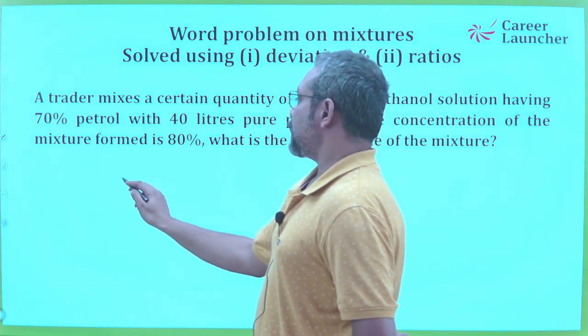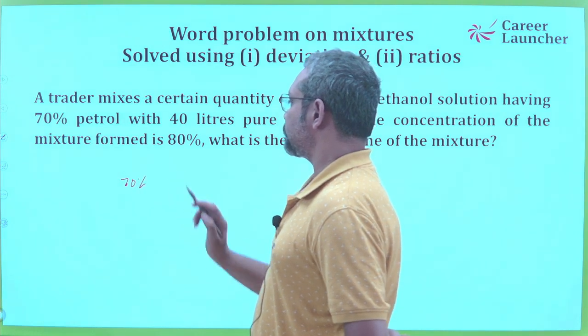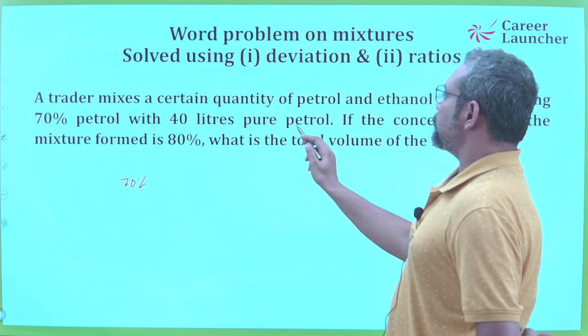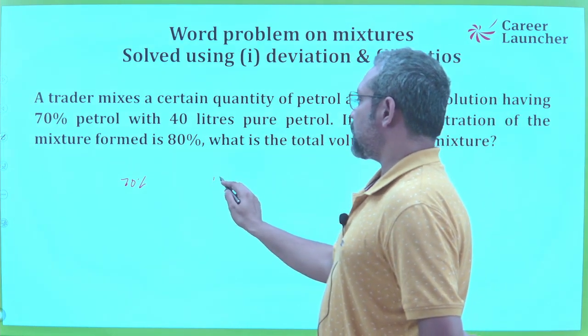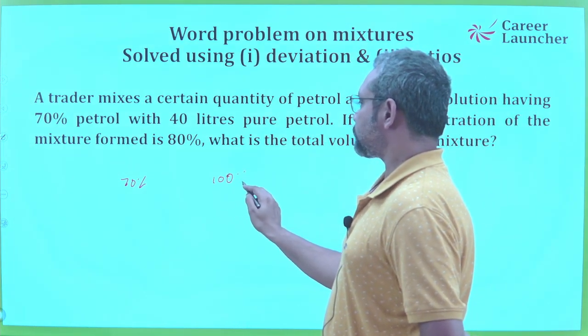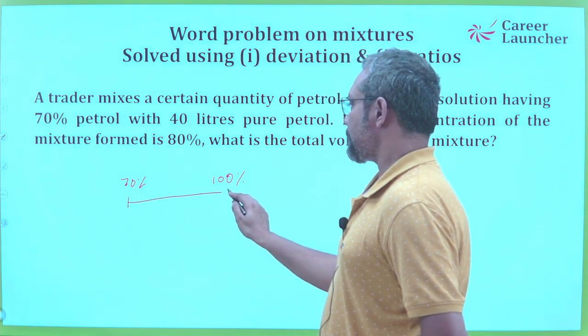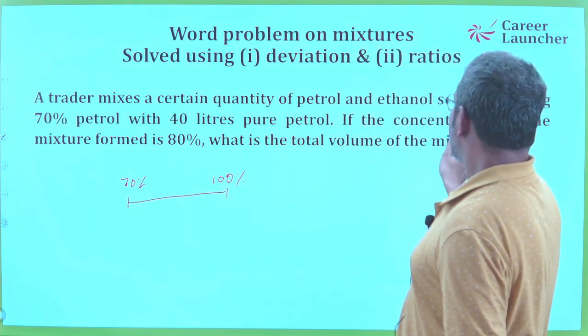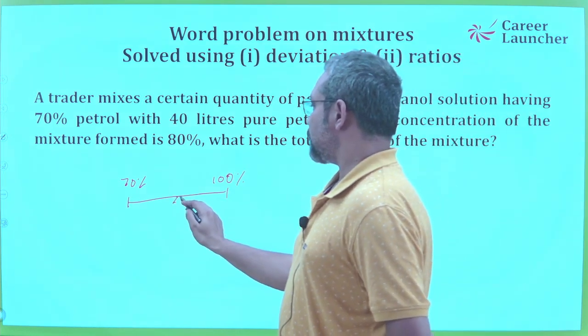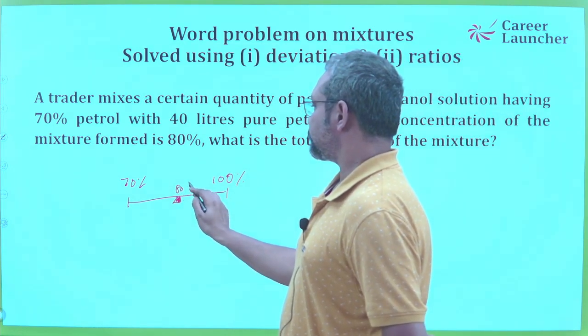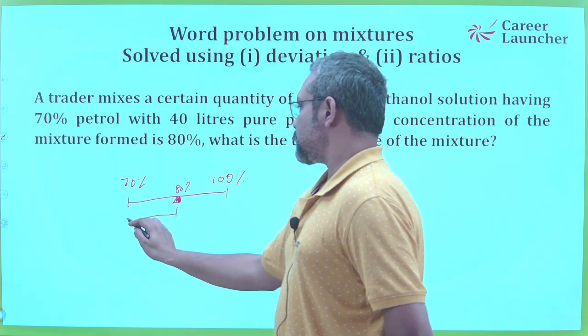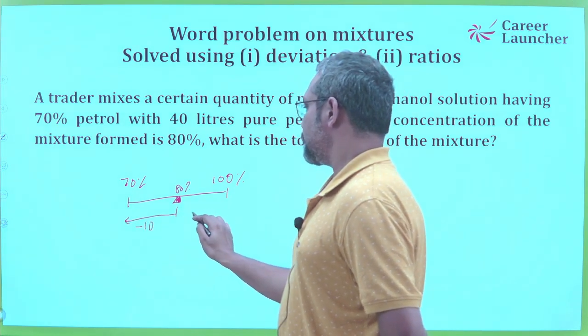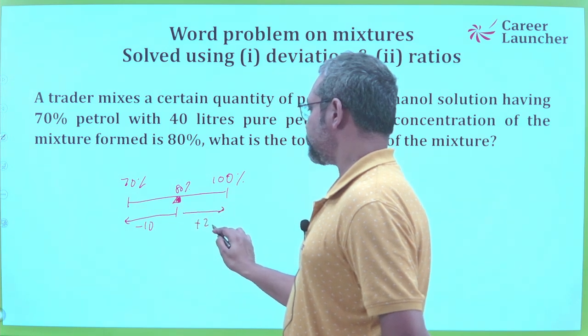So on one side you have 70%, and you are mixing it with pure petrol, that means the other one has 100%. And then the mixture has 80%. This deviation is minus 10. This deviation is plus 20.